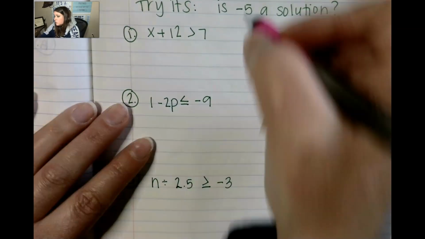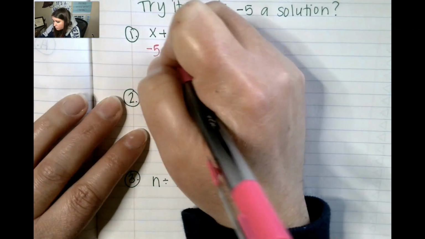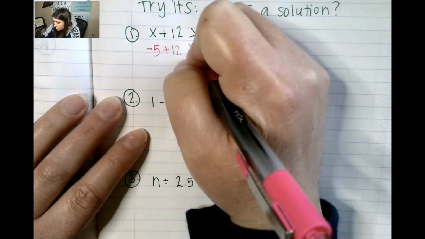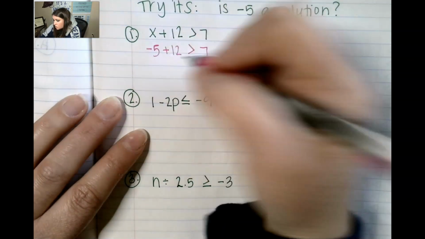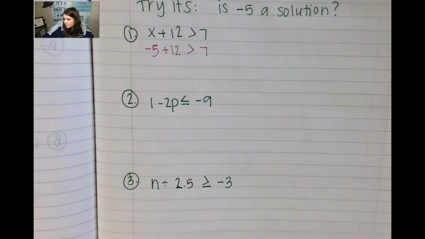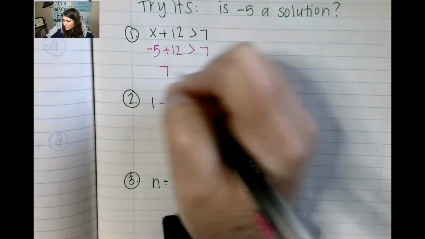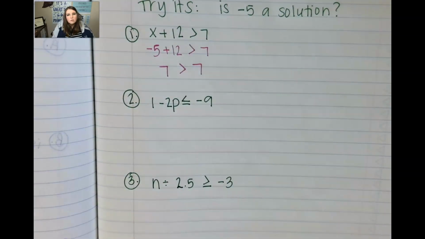All right. So in the first one, I'm going to take negative 5 and put it in for x. Negative 5 plus 12 is greater than 7. I have negative 5. I add $12 or deposit $12. So negative 5 plus 12 gives me 7. And is 7 greater than 7? Ooh. Is 7 greater than 7?